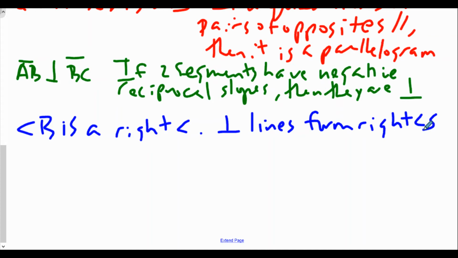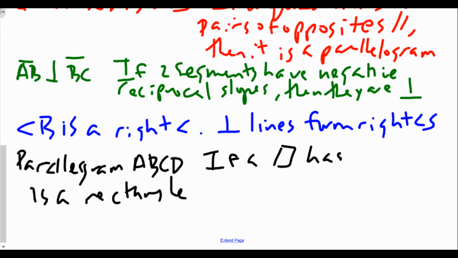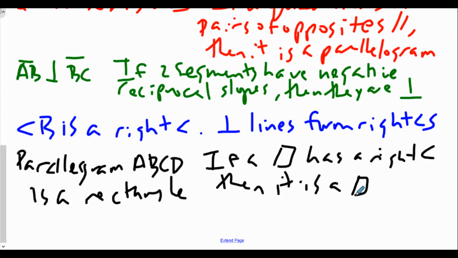Now, once we have all this, we can summarize by saying the following: that parallelogram ABCD is a rectangle. And the reason would be, if a parallelogram has a right angle, then it is a rectangle.